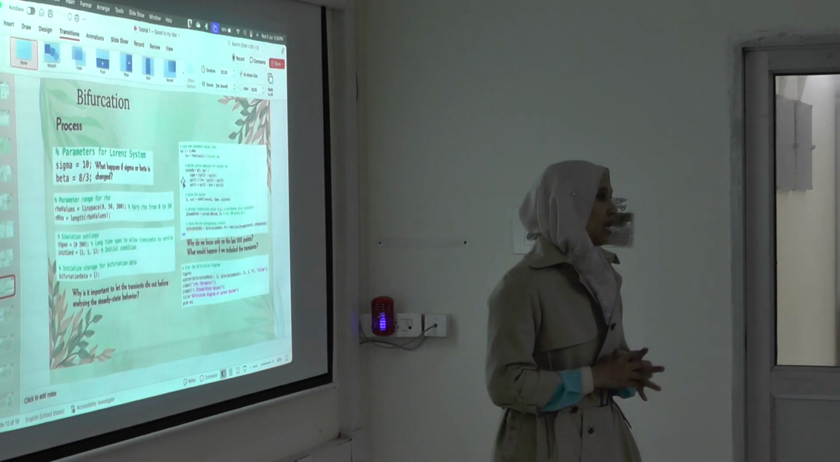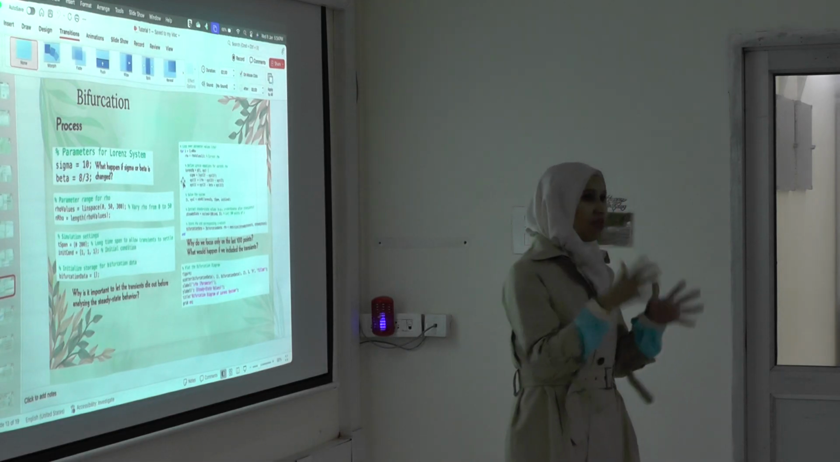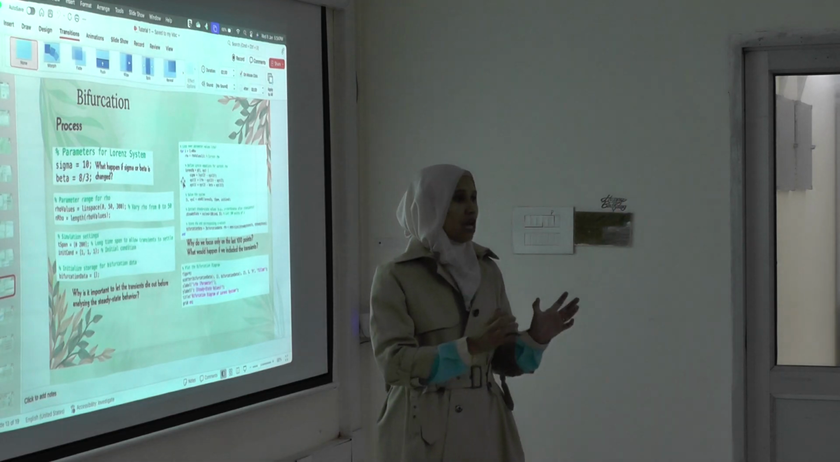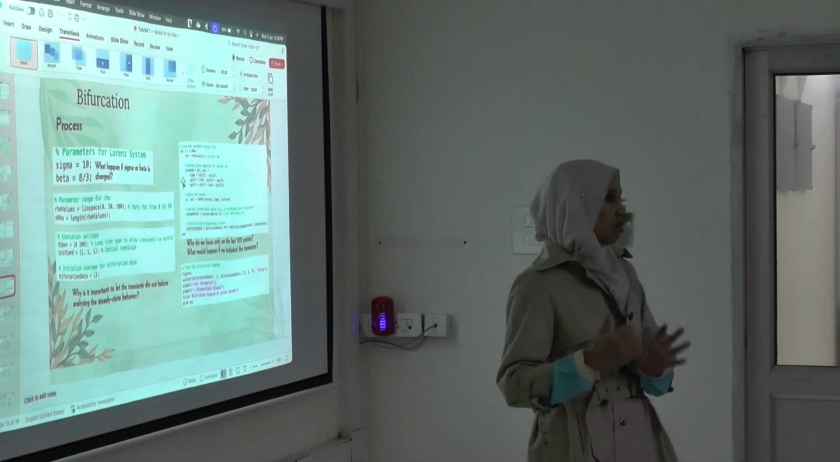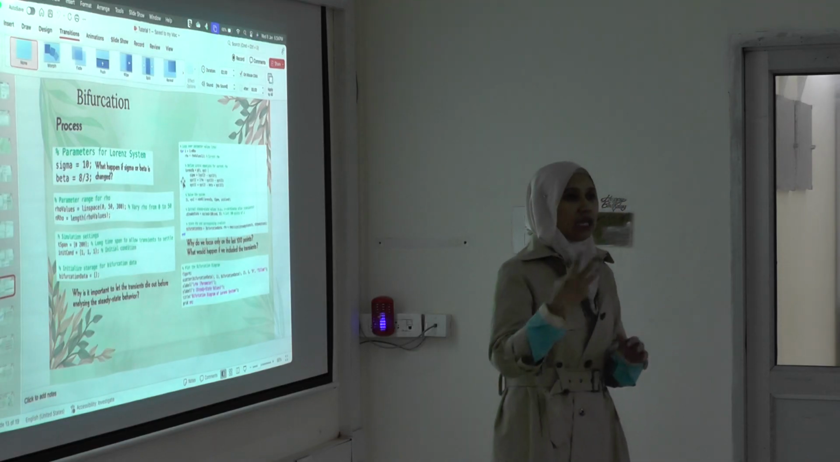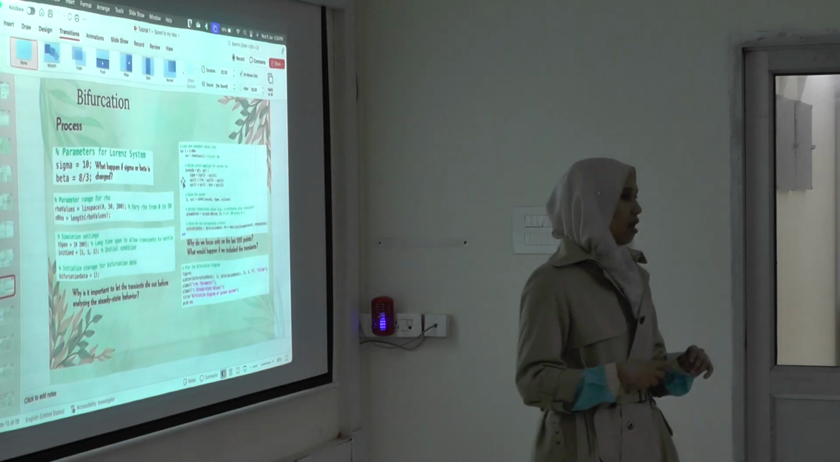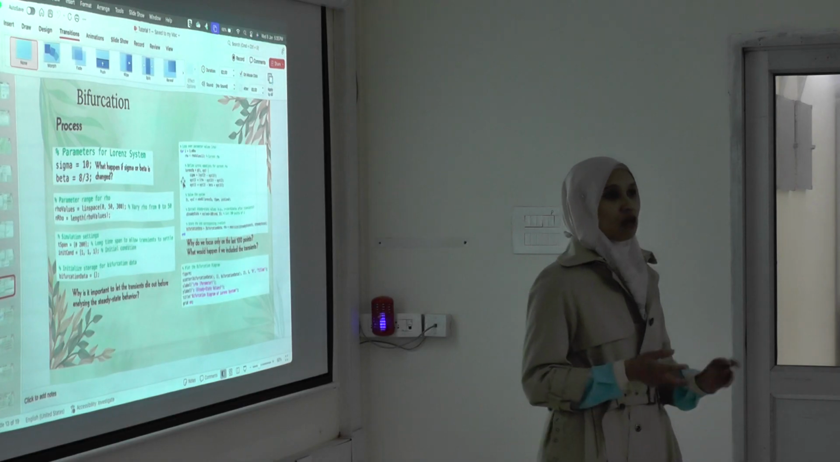Okay? And then after we have that analysis, we can proceed with the Lyapunov exponent. The Lyapunov exponent will give us three cases: positive, negative, and also zero.